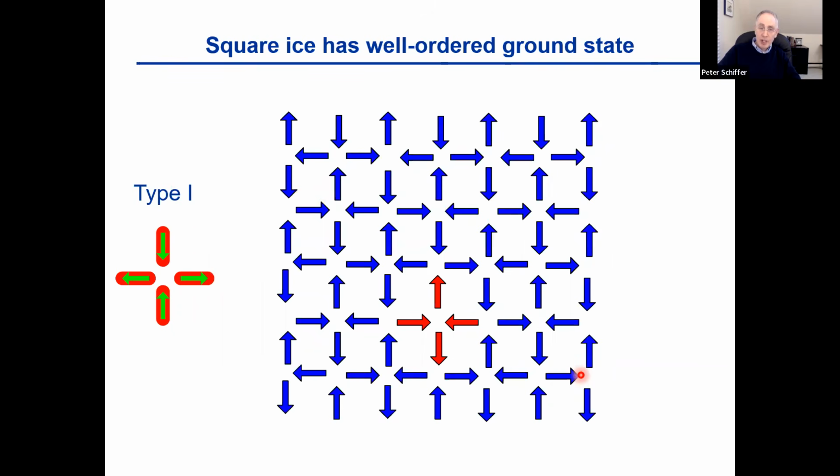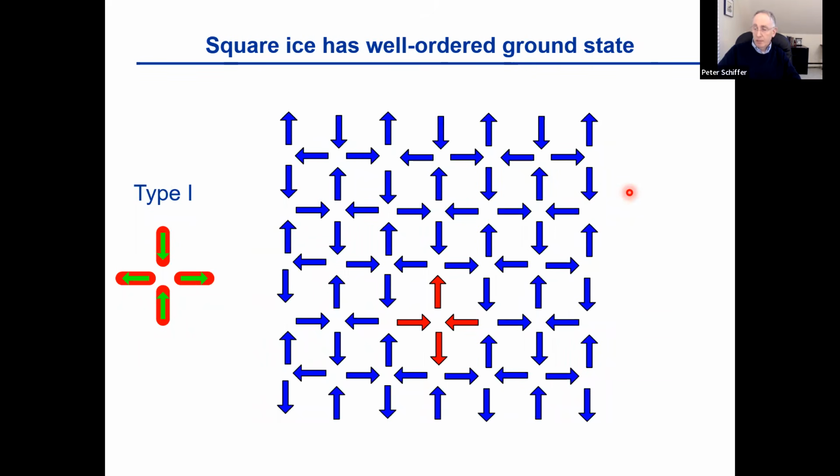So square ice turns out to be a bit of a boring system in its simplest form, in the sense that it has a well-ordered antiferromagnetic ground state of all type 1 vertices, which I've got highlighted here, 2 in and 2 out. You can tile the entire lattice with type 1 vertices, and that turns out to be the ground state.